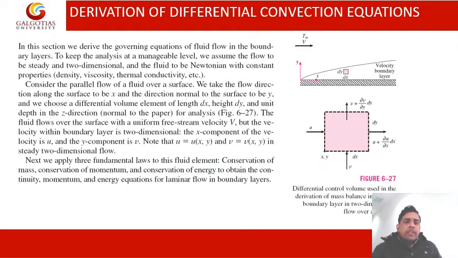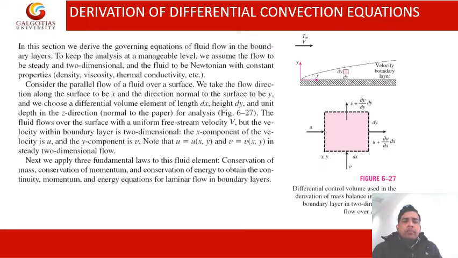So as you can see, this is how we start our derivation of differential convection equation. We derive the governing equation of fluid flow in the boundary layer. To keep the analysis at a manageable level, we assume the flow to be steady and two-dimensional and the fluid to be Newtonian with constant properties like density, viscosity and thermal conductivity, etc.